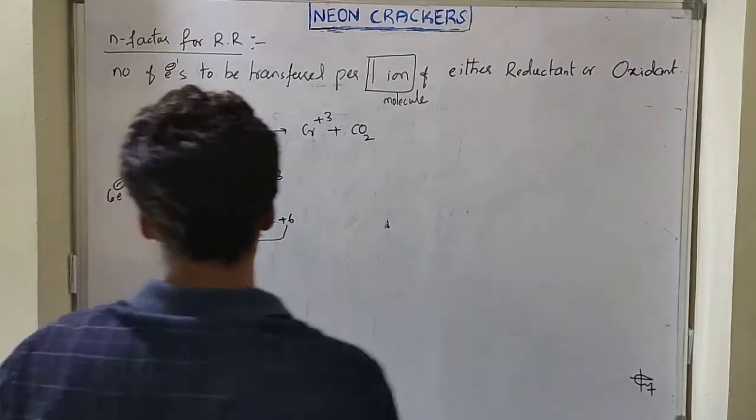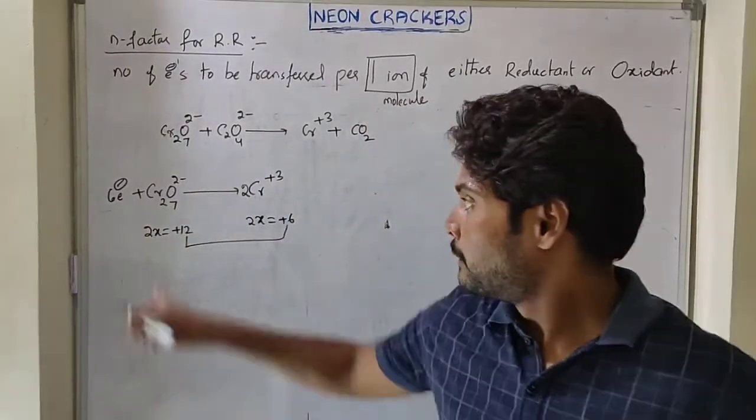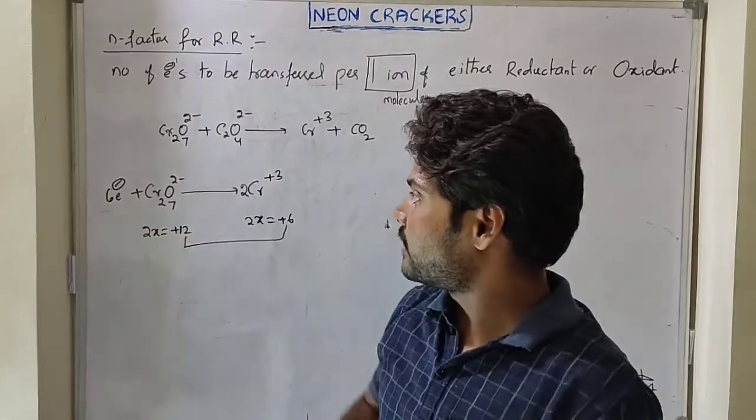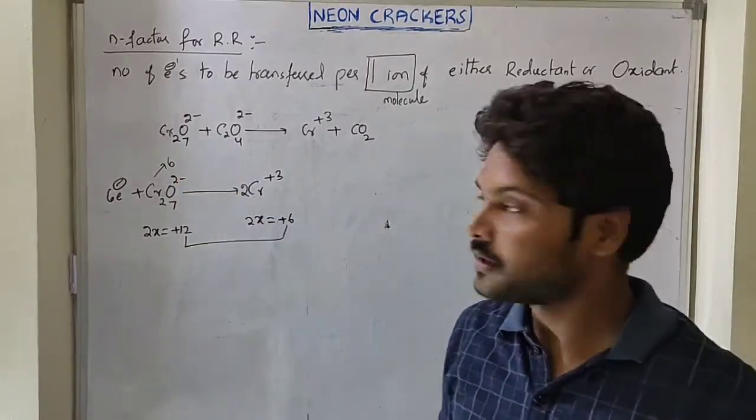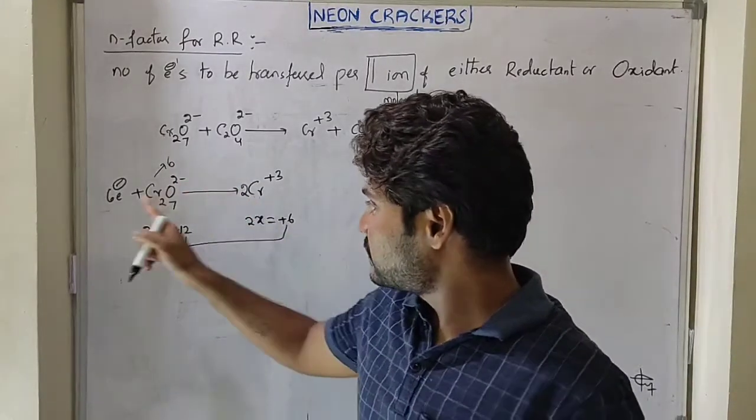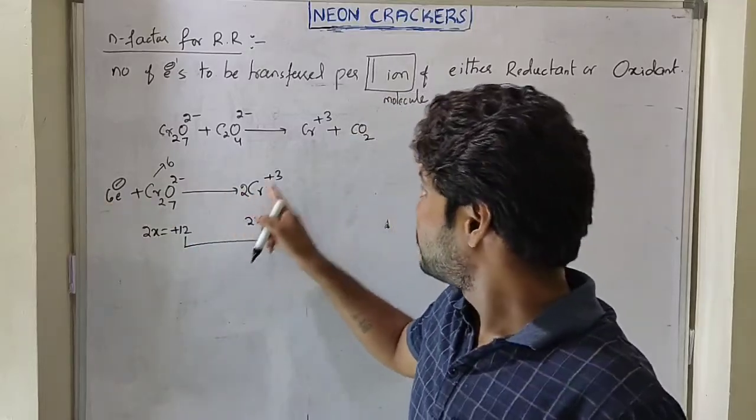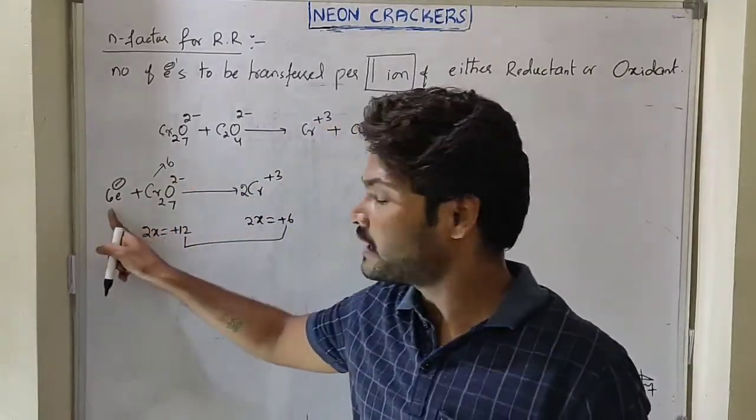Now what is the n factor of dichromate? For 1 ion, 6 electrons. So how much is the n factor here? The n factor is 6 for dichromate, and 2 ions, 6 electrons. Then per 1 ion, how many electrons?